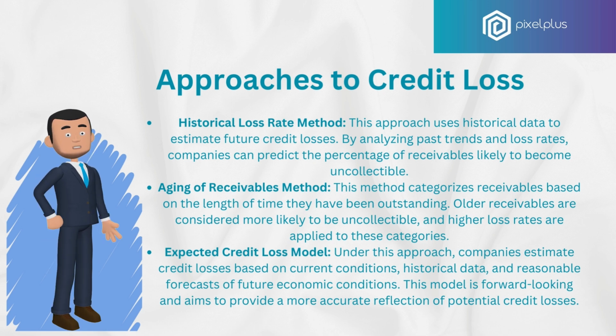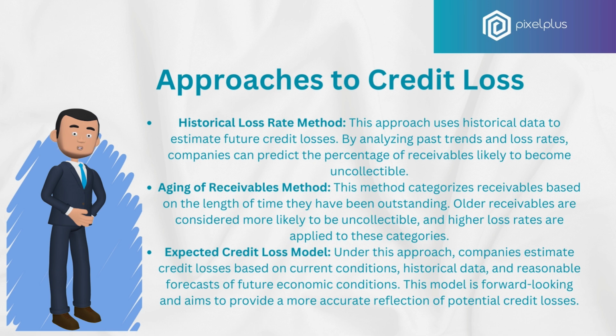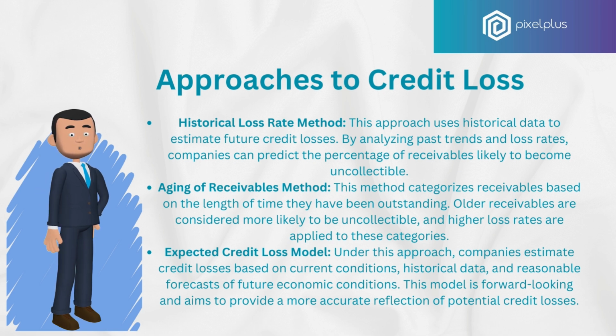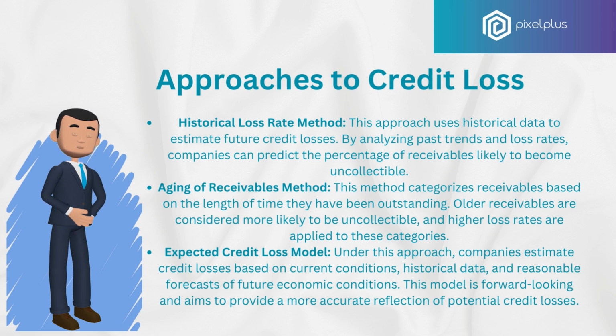4. Calculate estimated bad debts. Multiply the outstanding amount in each category by the assigned loss rate. Sum these amounts to determine the total allowance for doubtful accounts. For instance, if a company has $50,000 in receivables aged 0 to 30 days, $30,000 aged 31 to 60 days, $20,000 aged 61 to 90 days, and $10,000 over 90 days, the estimated bad debts would be calculated as follows.